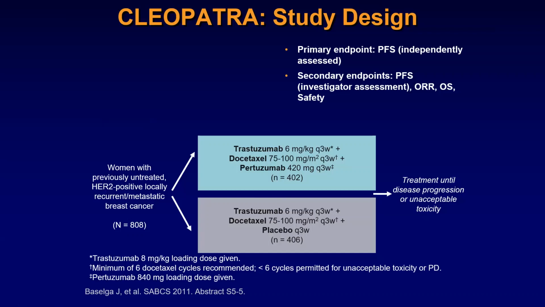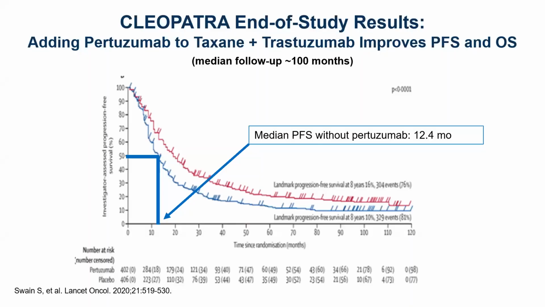Your hair grows back, you don't have a low white count, generally well tolerated. And this is what they showed. Now I'm going to show you Kaplan-Meier curves. If you're not familiar with these, I'm going to explain it for a minute. So in this study, the blue curve is the patients who received the control arm.